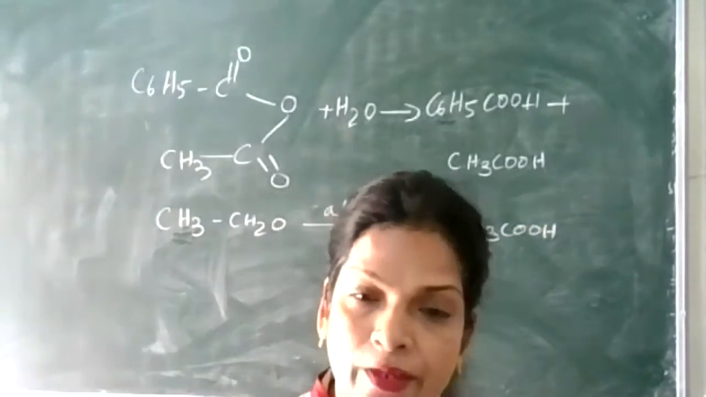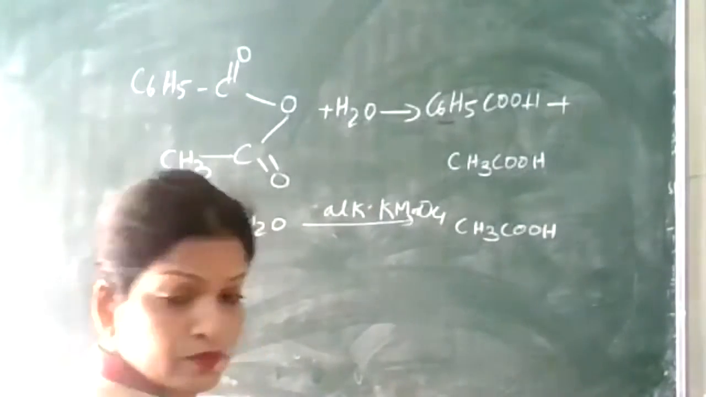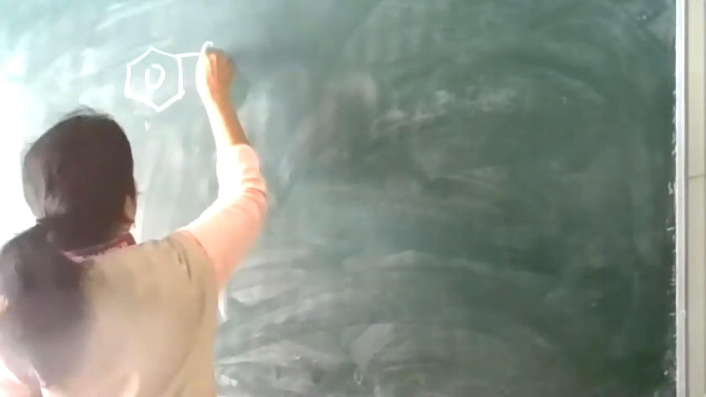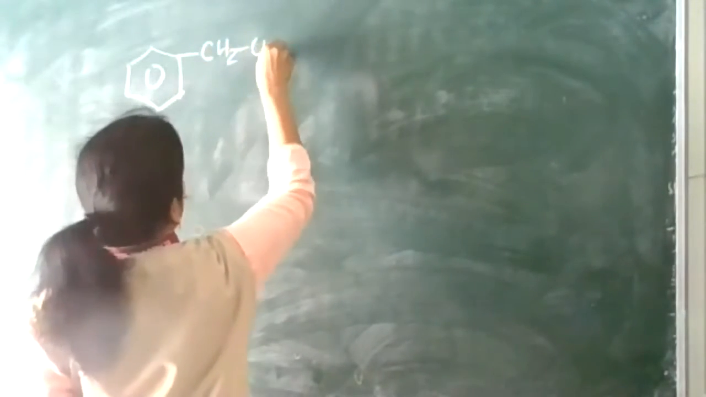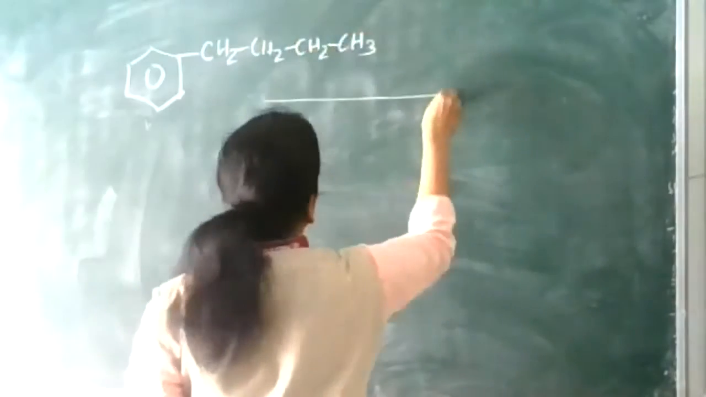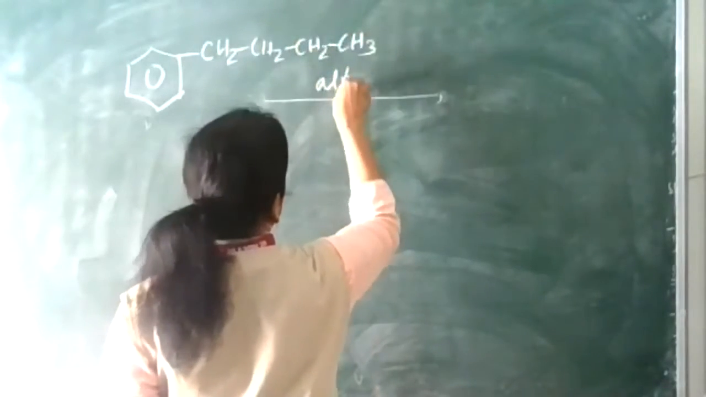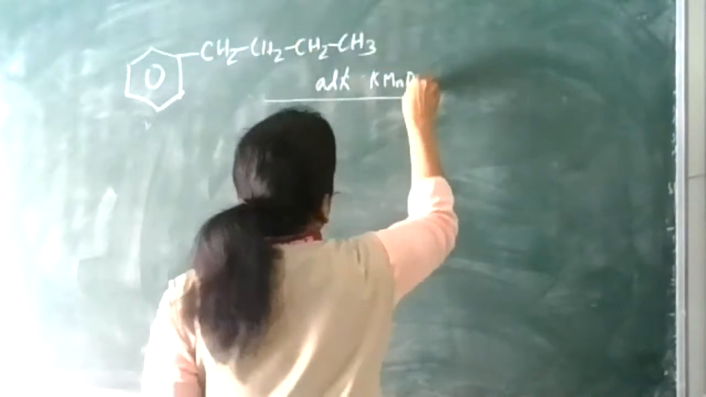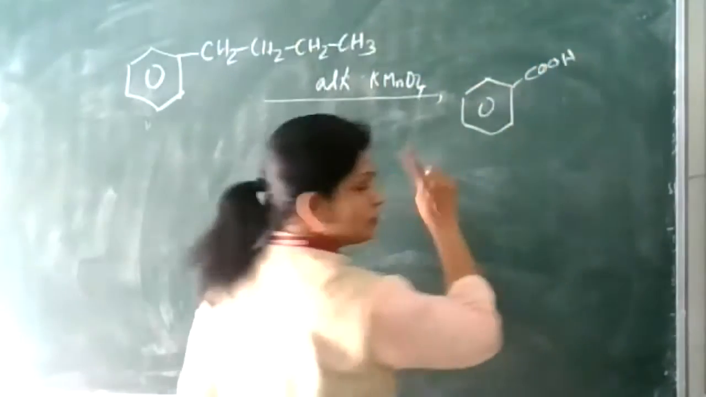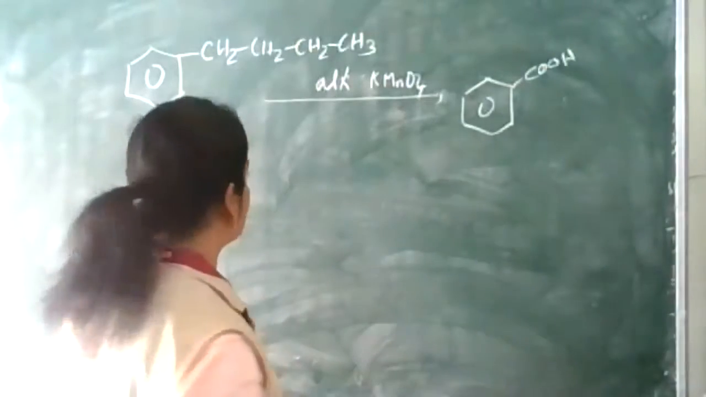From hydrocarbons, aromatic hydrocarbons. From an aromatic hydrocarbon, whatever may be the side chain length, with CH2 and so on, whatever may be the length of the hydrocarbon, everything will be getting oxidized to carboxylic acid. Carbon should be there in the side chain.